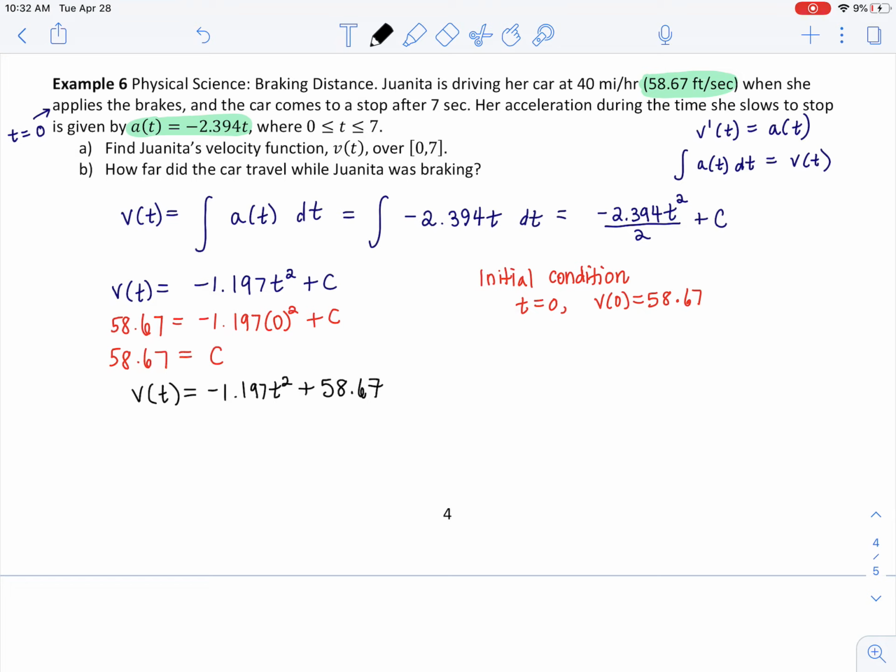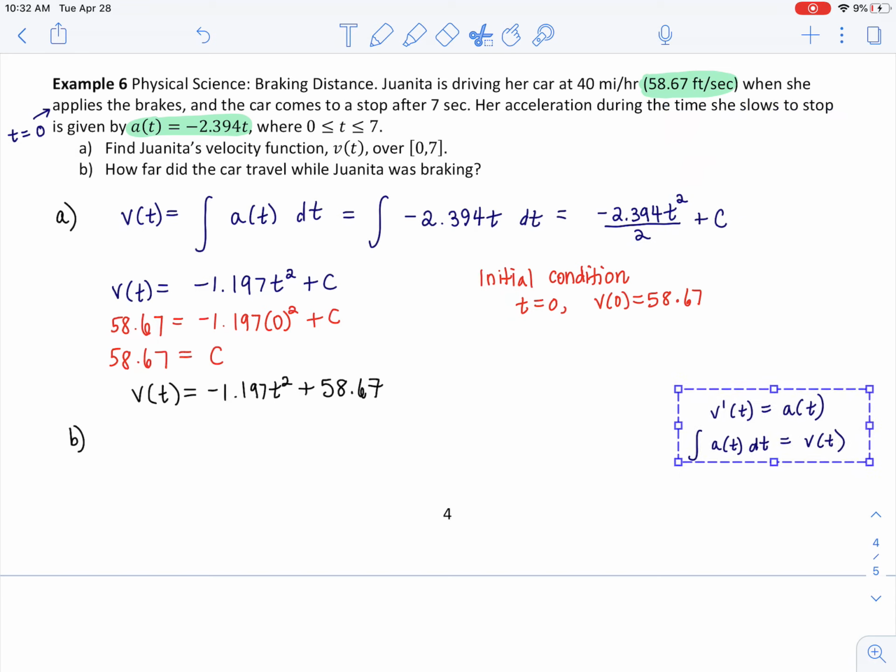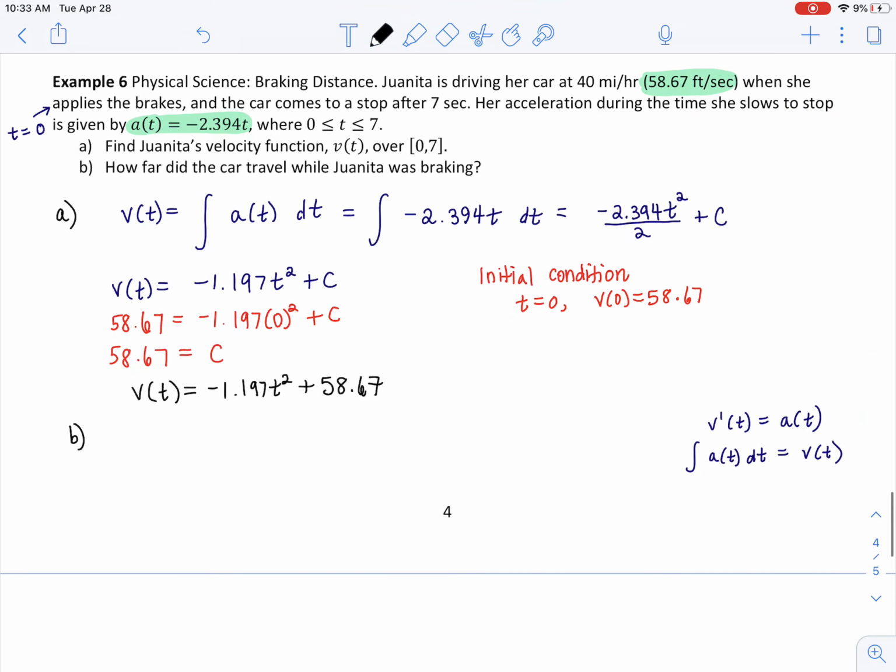Now, we're done with part A. Let me label this part A. Let's go take a look at part B. Okay, part B now. How far did the car travel while Juanita was braking? Oh, that's a good question. Now, the thing is, if they want the distance traveled, now we have to go back to the distance function.